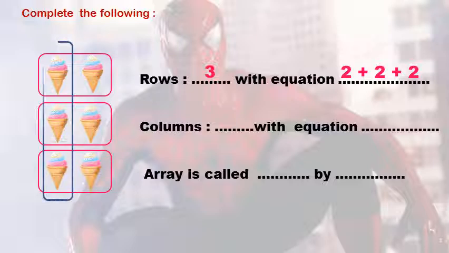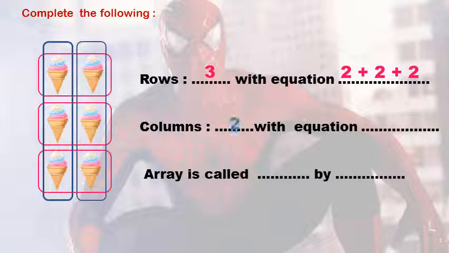What about the columns? How many columns do we have here? We have 1, 2. We have 2 columns with how many ice creams inside each? Yes, with 3. So 3 is going to be repeated 2 times. We are going to say 3 plus 3. Then we are going to put the array equation, starting from the rows. We are going to say 3 by 2. This is the name of the array.